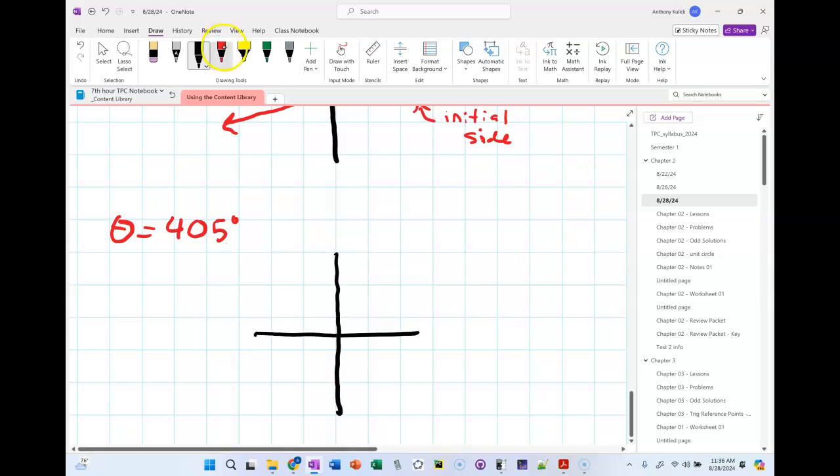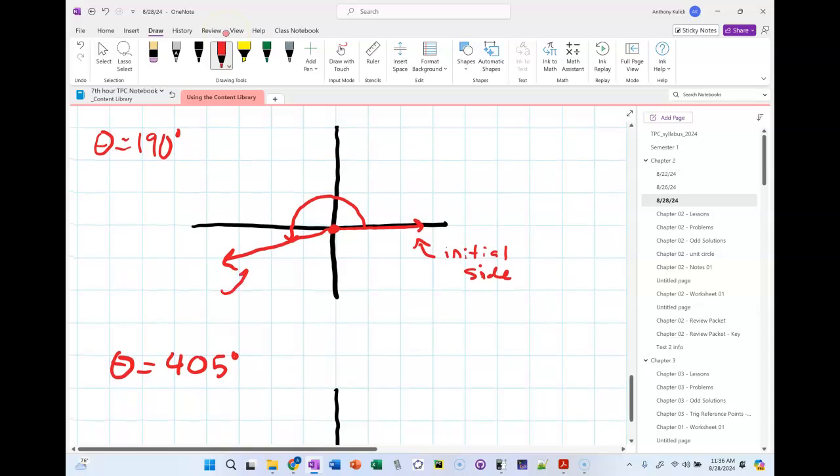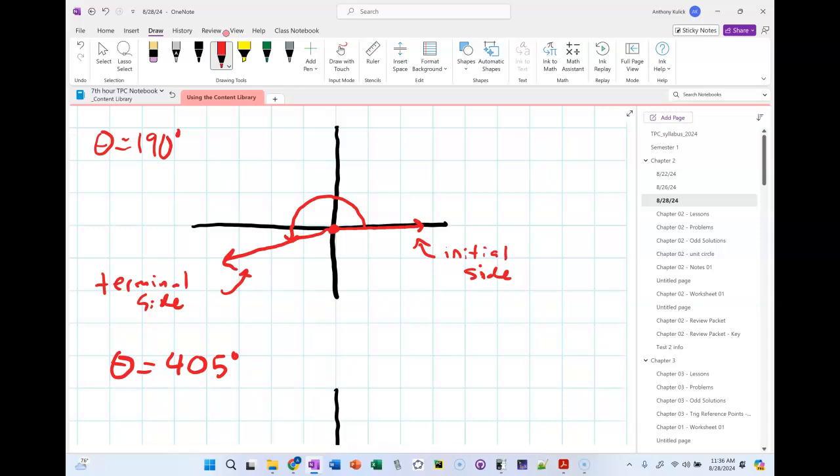Before I do that though, this other arm of our angle has a name. This is called the terminal side. Sorry about that. I just got so excited about the math, I forgot to mention the name. So there's the initial side, always on the positive x-axis, and then the terminal side, that's the side that's rotating around the XY axis.